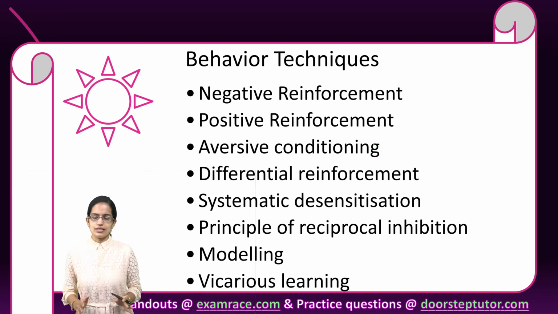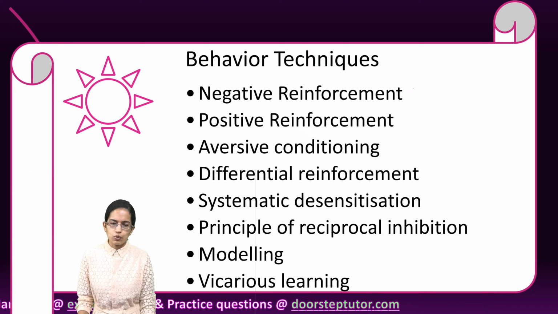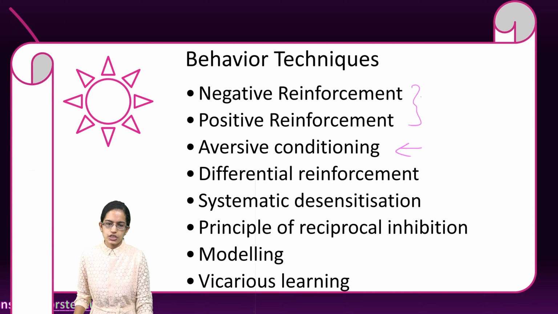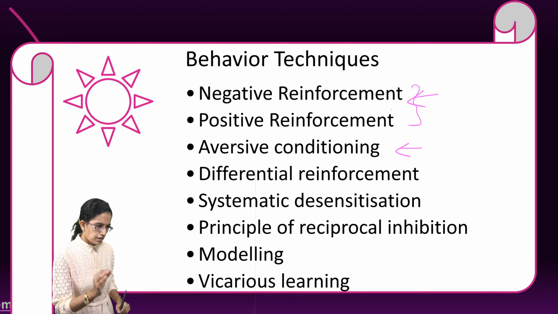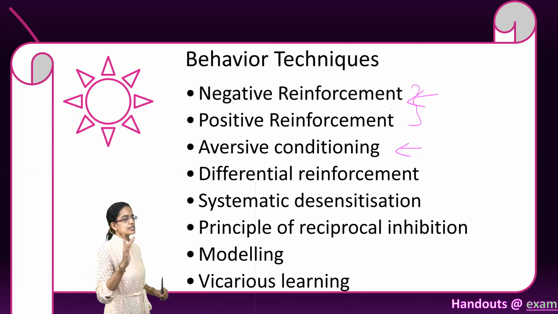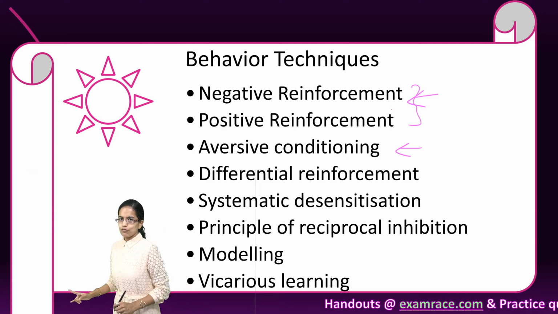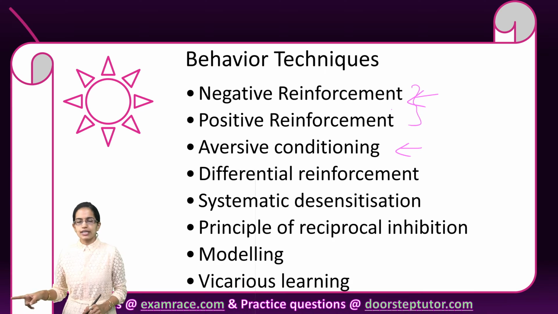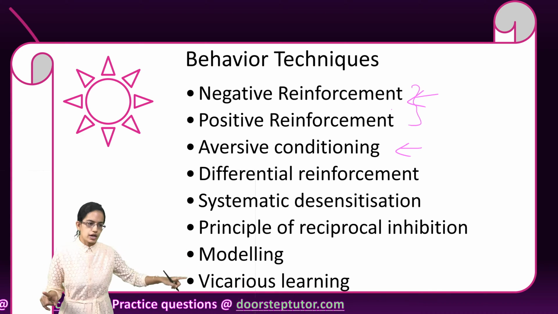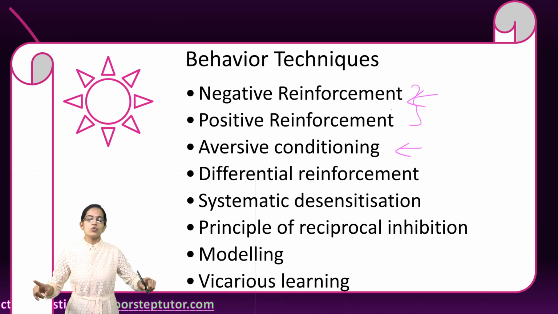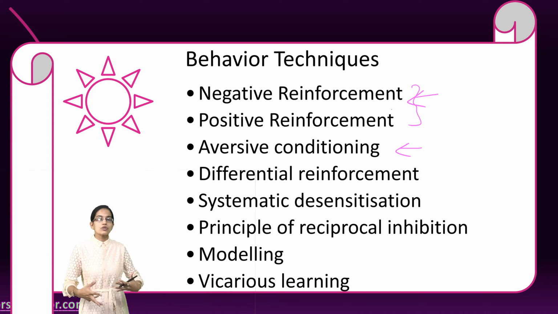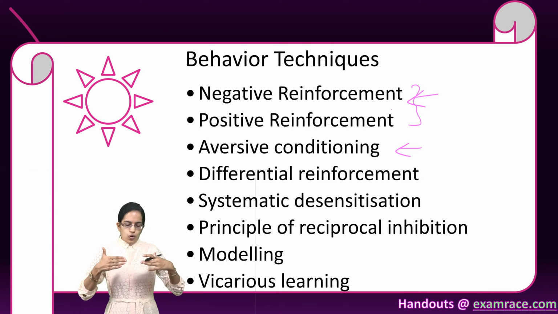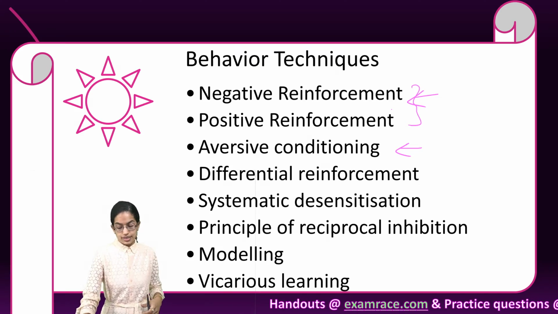And here is the list. Of these, the most important ones that we focus on are negative reinforcement and aversive conditioning. Two of these are very important. All of these techniques are directed to change the behavior of an individual, to convert a maladaptive behavior into an adaptive behavior. This could be through reinforcement techniques. This could be through operant conditioning methods, as we have studied in learning. So, let's understand these techniques one by one.